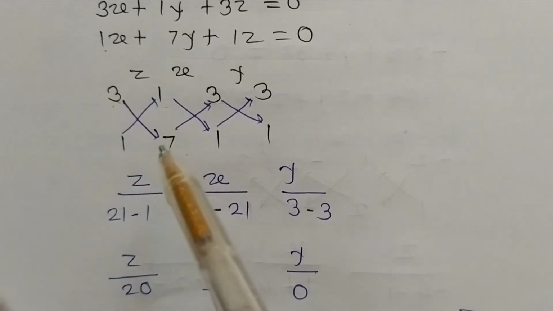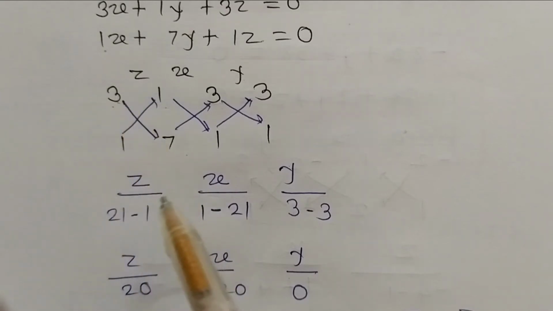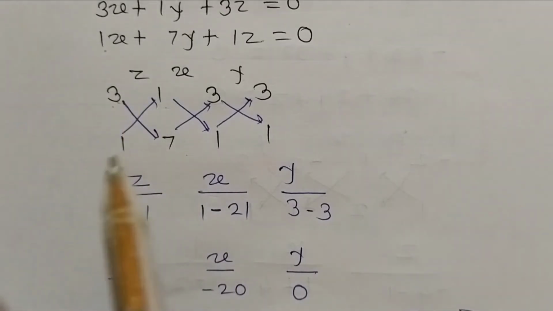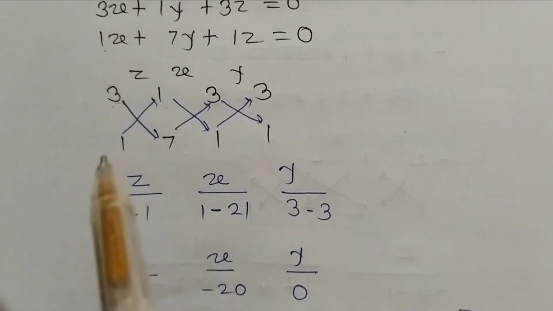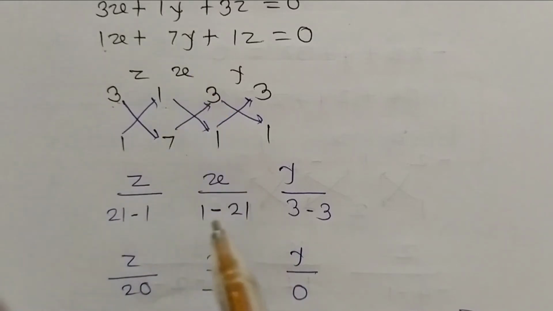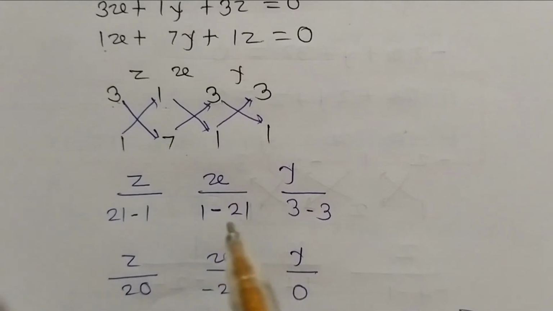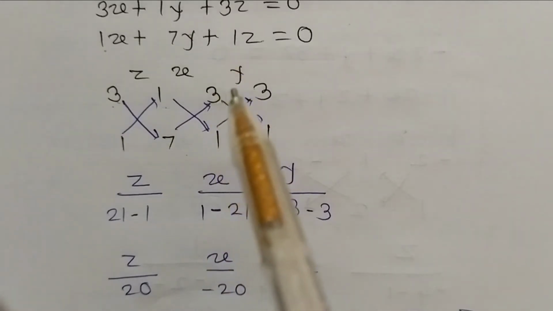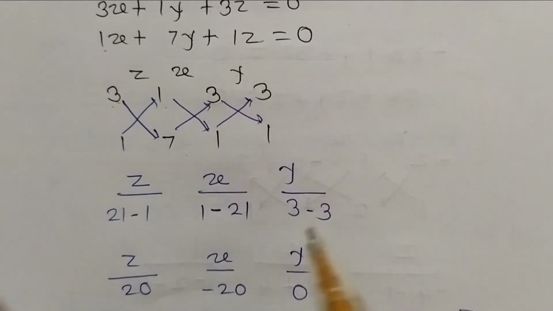3 into 7 is 21. For the z element: 3 into 7 is 21 minus 1 into 1 is 1. The x element is 1 into 1 is 1, minus 7 into 3 is 21, that is 1 minus 21. And the y element is 3 into 1 is 3 minus 3 into 1 is 3, that is 3 minus 3 is 0. So the z element is 20, the x element is minus 20, and the y element is 0.